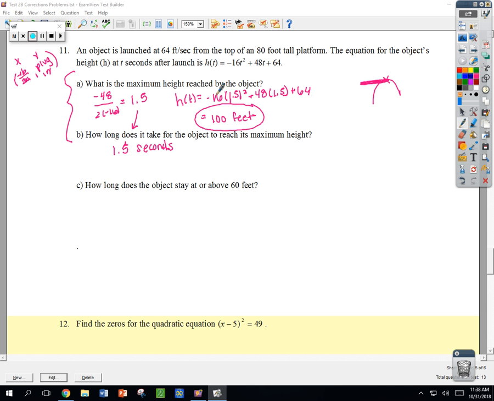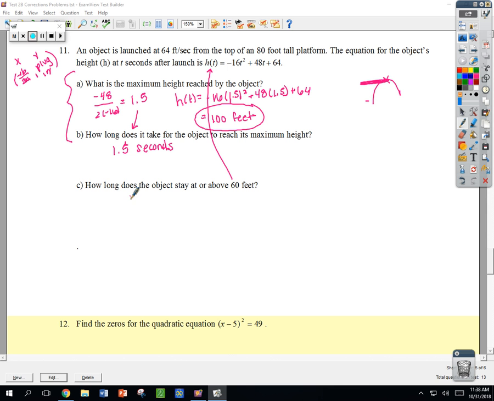So now it says the equation for this. So how long does it take the object to stay at or above 60 feet? So it's saying, like, how long would it take to hit, I don't know, here. So because it's talking about a height here, when it's talking about 60 feet, I'm going to put 60 in for h and solve for t.